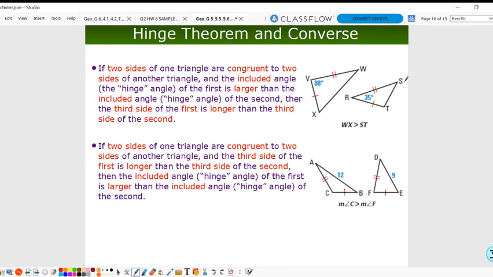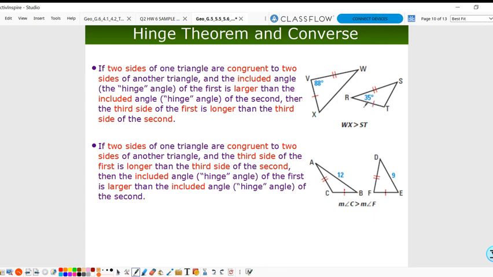So in our picture, we have two sets of congruent sides. The included angle is that angle that is created by the congruent sides. So my angle here for V is included. It's in between side VW and side VX. In my second picture, I still have those two sets of congruent sides, and angle 4 is that angle that is included.